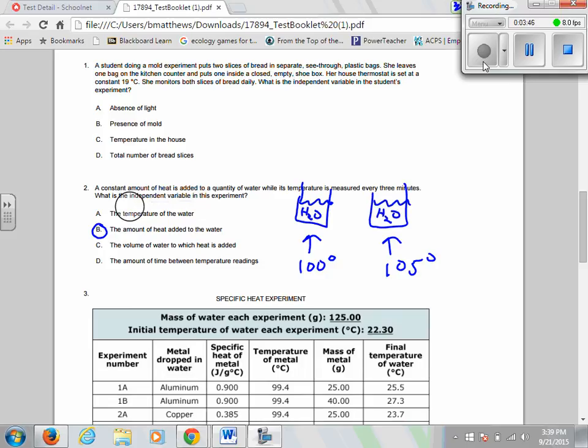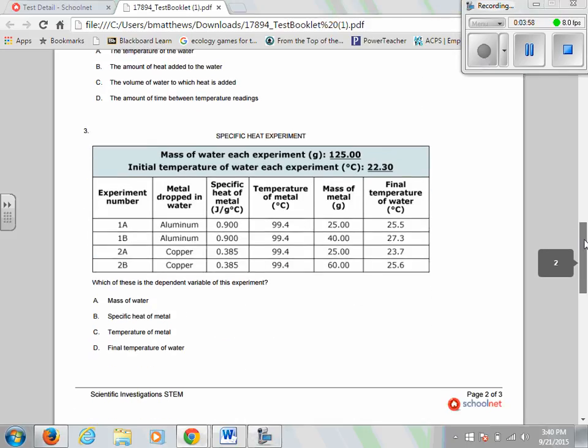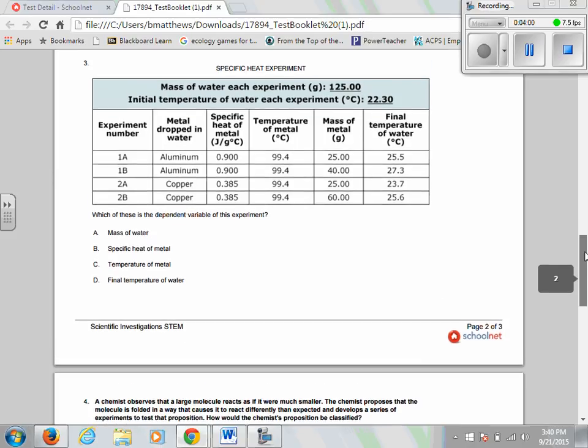If this still doesn't make sense, please come talk to me about it. But again, what you're looking for is what is the experimenter changing? What is going to be different about each setup? Going to number three. This was a really hard one.